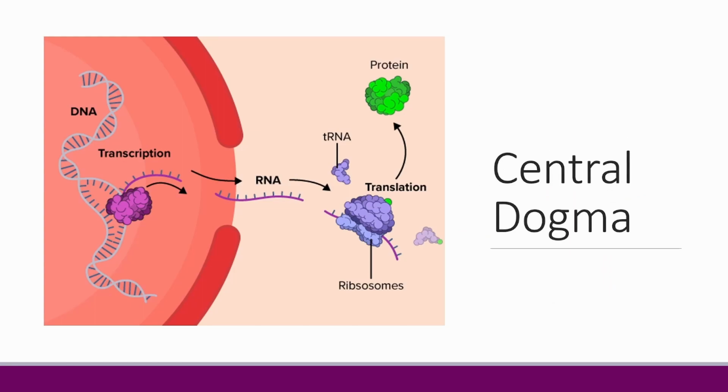The central dogma outlines the sequential flow of genetic information from DNA to RNA to protein through transcription and translation. Eukaryotes separate transcription and translation both spatially and temporally, with transcription occurring in the nucleus and translation occurring in the cytoplasm.